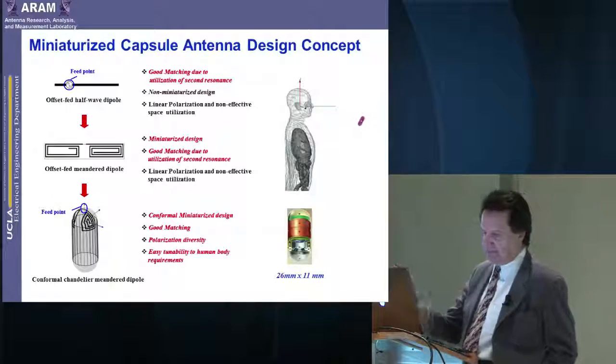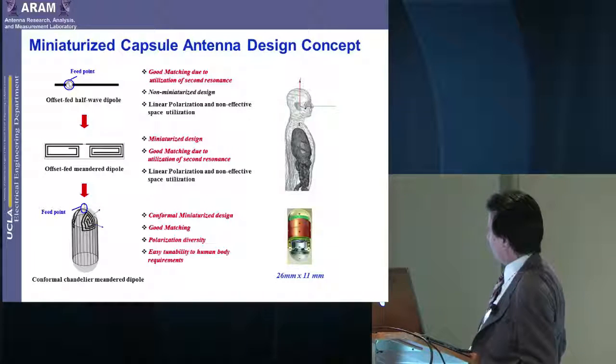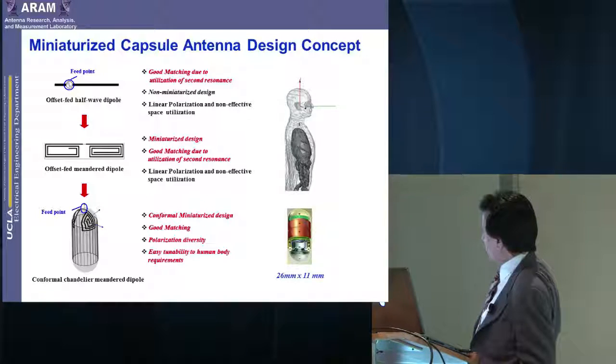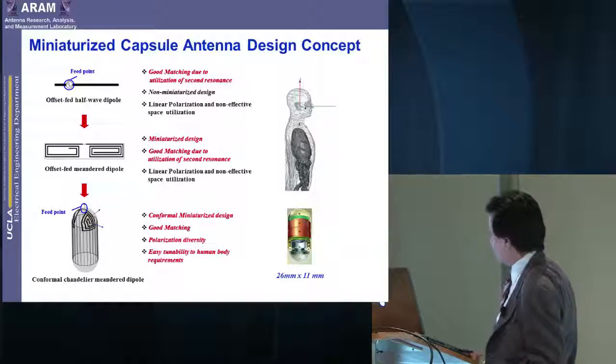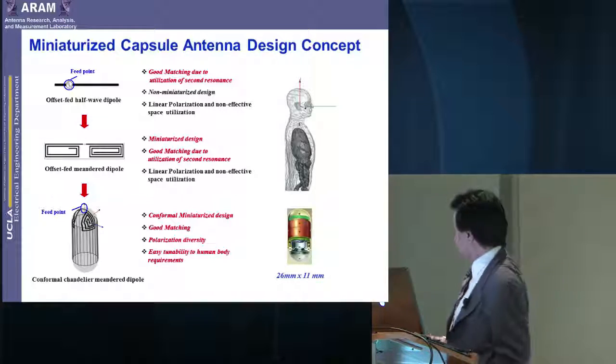Just to give you an idea, we started from a simple concept. The pill is supposed to go inside and hopefully reach wherever it's supposed to do the mapping. We started from a simple dipole with an off-center feed, which allows you to shift the frequency. Of course, this would be way too long. Good match, but too long. Then we miniaturized it by meandering, so it's smaller, but it doesn't conform to the capsule. Finally, we came up with this design. We called it the chandelier look.